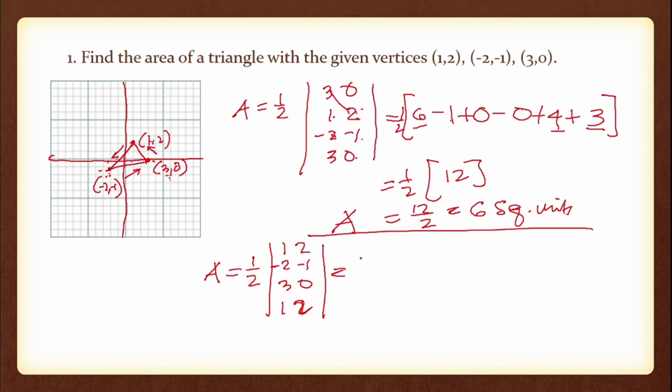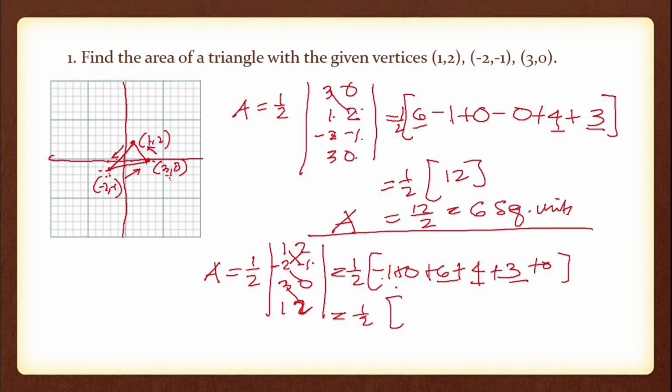Okay, so 1/2. So this is negative 1, right? This is plus 0 plus 6. All right, minus, this is negative 4. Since going up, this will become plus 4. This is going up, so this is negative, plus 3 and plus 0. So we have 1/2 of 6, 4, 3, 30 minus 1, that is 12. So same answer, we have 6 square units.